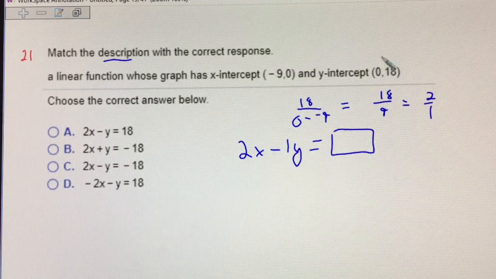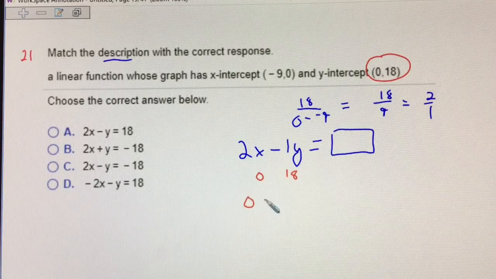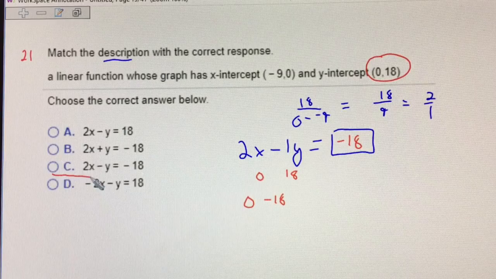So I'm going to take one of these coordinates. I'm going to take 0, 18 and plug it in. 0 for the x, 18 for the y. So that's going to give me 0 minus 18. Bingo. Let's see. 2x minus y equals negative 18. It's going to be choice C.